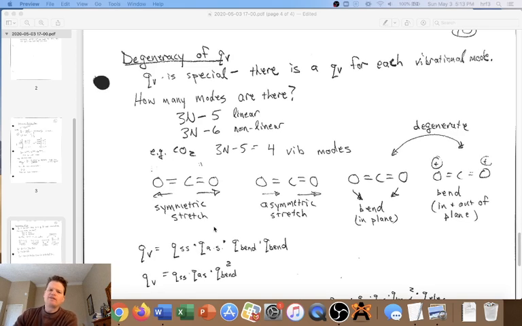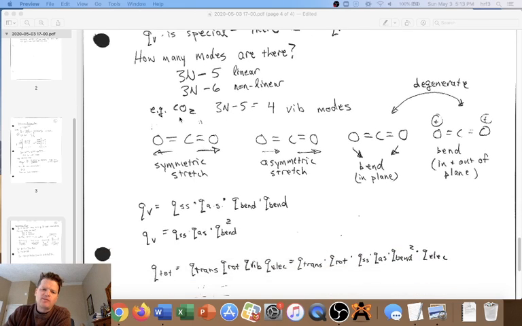One other thing I want to say about vibrations. The partition function for vibrations is kind of special, because the easiest way to treat it is to have a partition function for each vibrational mode. How many modes will there be? We know from before, for a linear molecule, it's 3n minus 5. Nonlinear, it's 3n minus 6. For example, carbon dioxide is linear, so 3n minus 5: 3 atoms, so 9 minus 5, which is 4.